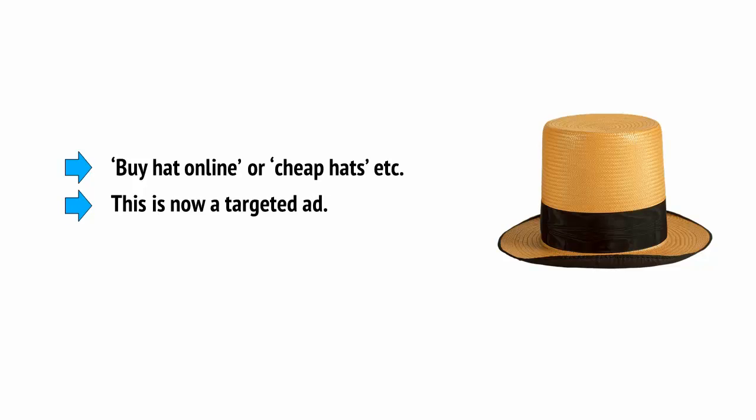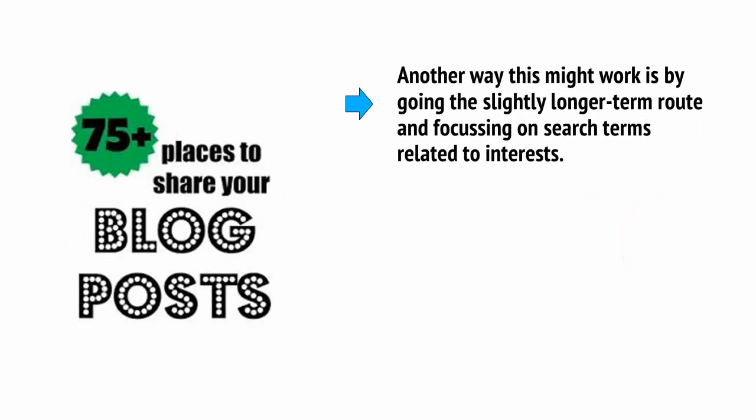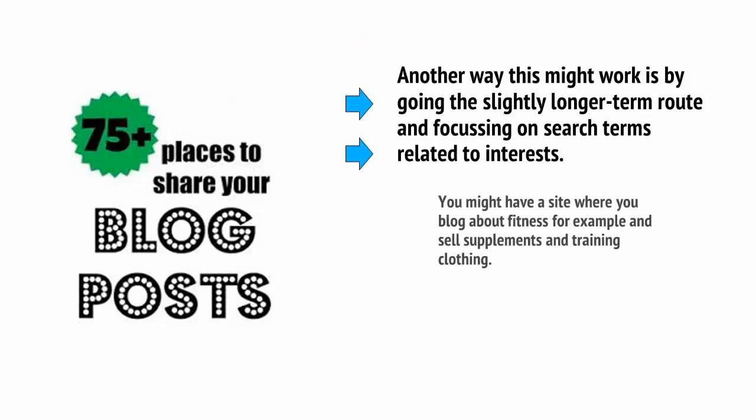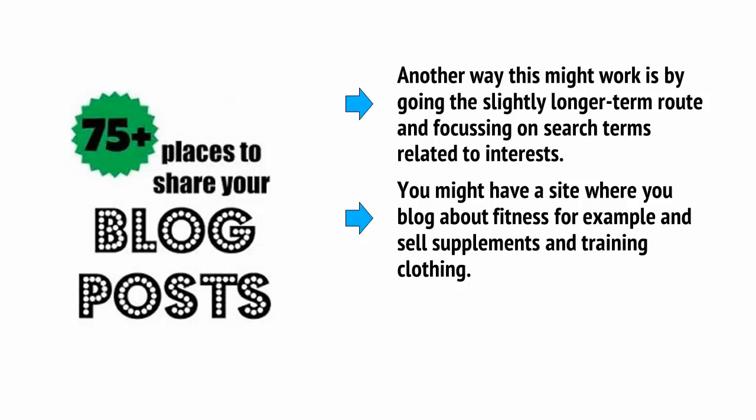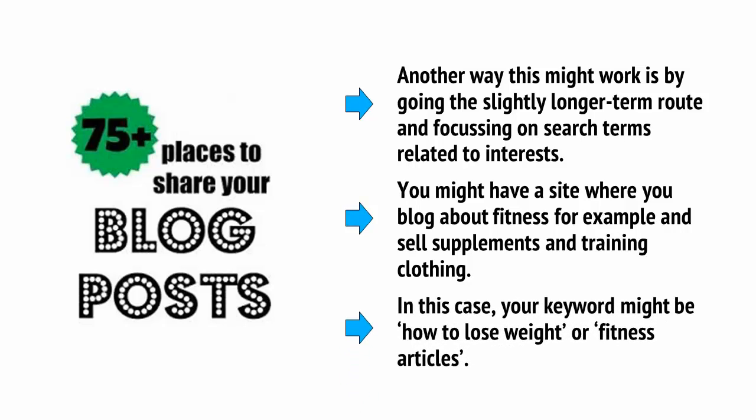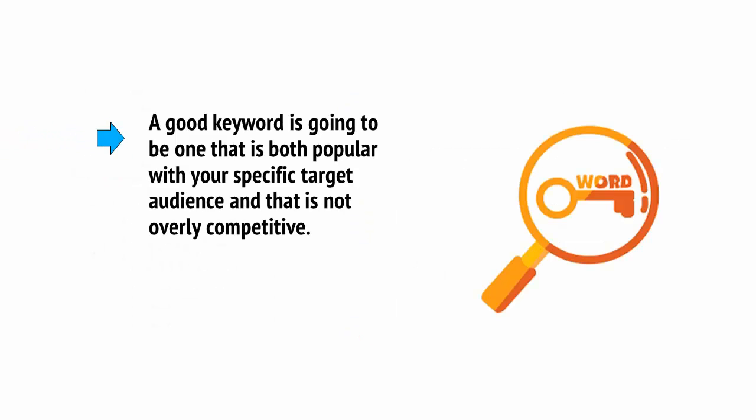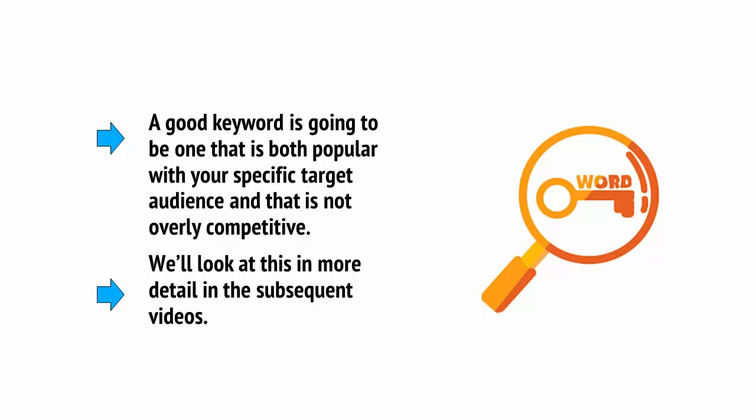So, for example, if you were selling a hat, your key phrase would probably be buy hat online or cheap hats, etc. This is now a targeted ad because it lets you advertise specifically to people who are looking to buy the thing you have. That means they'll fit within your target audience, and actually, this makes them qualified leads. Another way this might work is by going the slightly long-term route and focusing on search terms related to interests. You might have a site where you blog about fitness, for example, and sell supplements and training clothing. In this case, your keyword might be how to lose weight or fitness articles. A good keyword is going to be one that is both popular with your specific target audience and that is not overly competitive. We'll look at this in more detail in the subsequent videos.